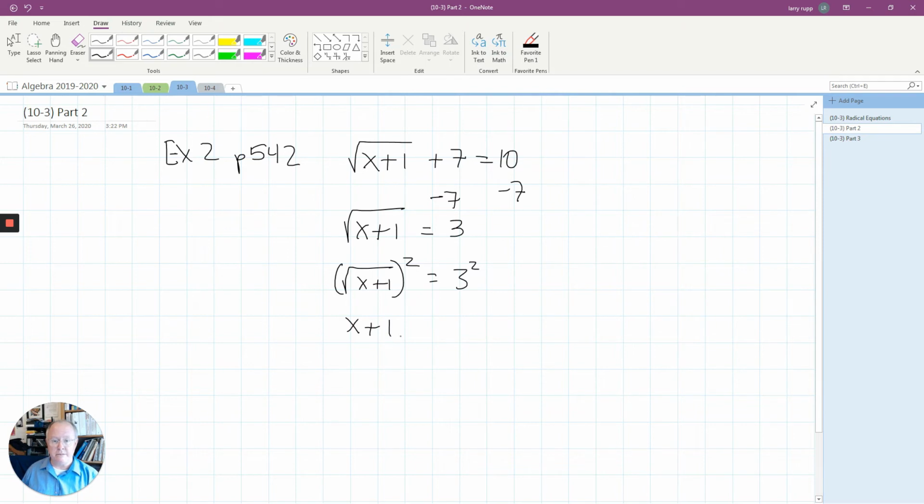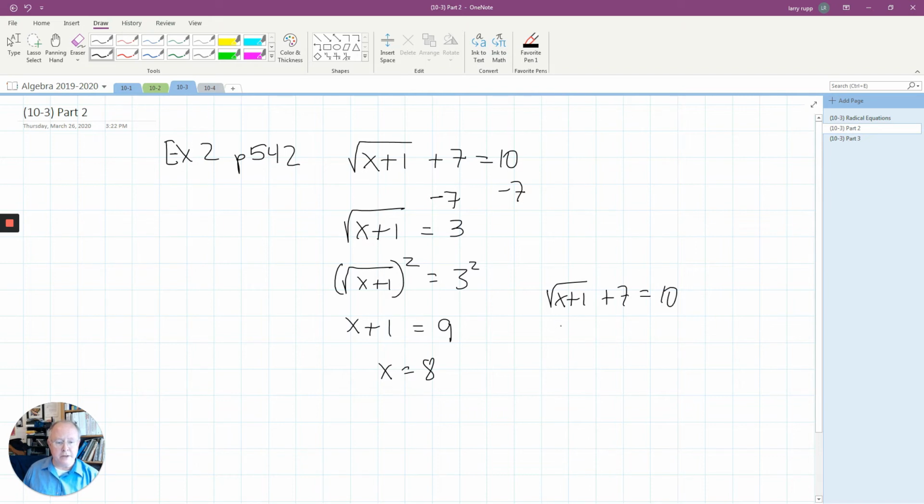Just like that. 3 squared is 9. Therefore, x is equal to 8. Now, let's go back and check this real quick, okay? And you'll see why in the next piece of this. So if x is equal to 8, the square root of x plus 1 plus 7 is equal to 10.